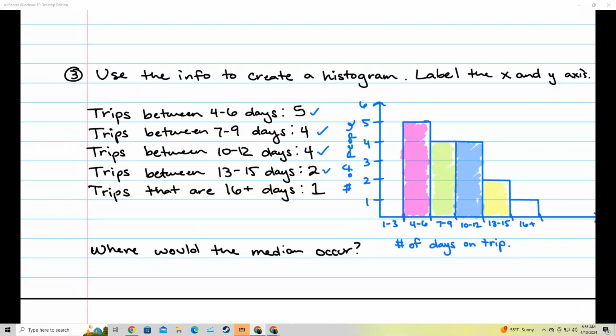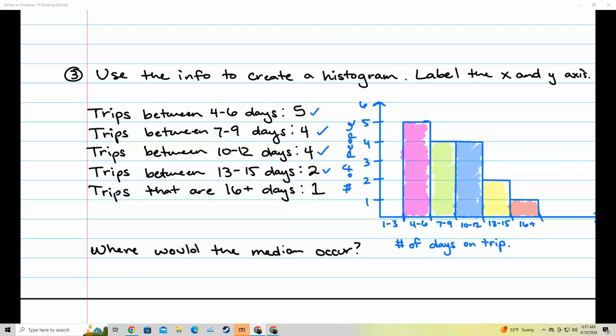All right. And then finally, at the very end, we do have one more question. It says, where would the median occur? Yeah, so this is kind of weird, right? Because we really can't pick off, we have regions. I know that the median is the middle number, except I don't know what these numbers are. I know the number's somewhere between 4 and 6. They're not asking you what the exact number is, they're just asking you where would it occur.